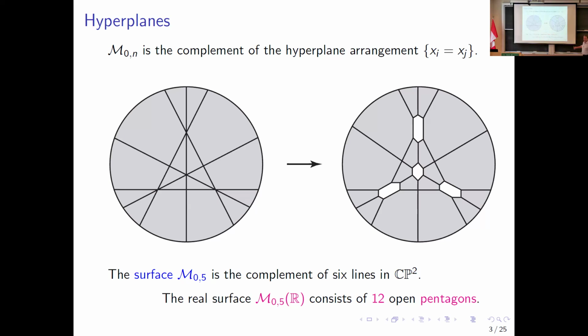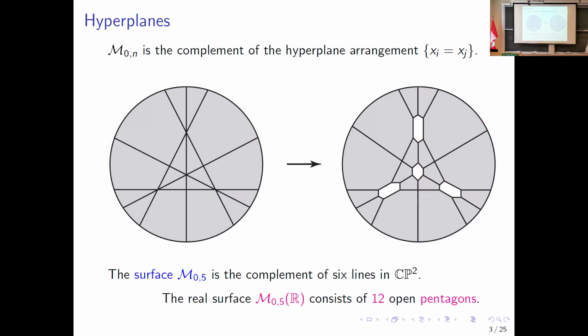Now you think what you see are 12 triangles in the complement, but actually they're 12 pentagons, right? Because the right thing to do is to blow up these intersection points. If you blow up these intersection points, that is to say, you replace each of these points by a real projective line, also known as the circle, then what you see are 12 pentagons. So the real surface, M05, really consists of 12 open pentagons, and in the compactification, they are closed pentagons.